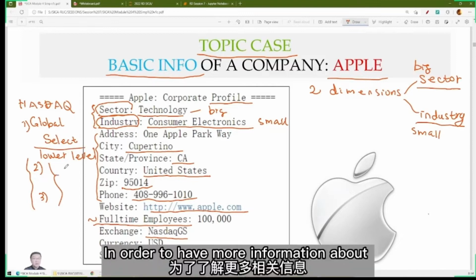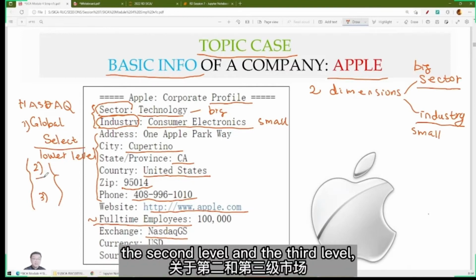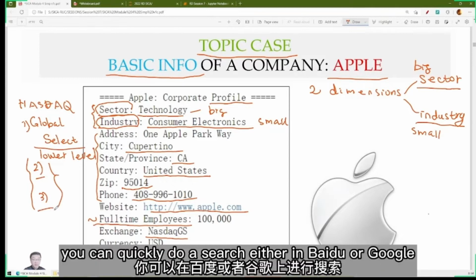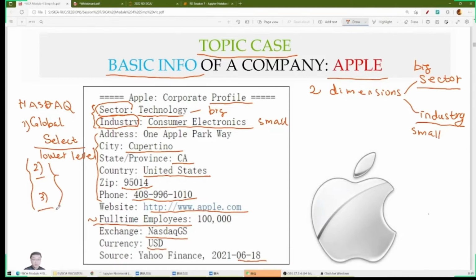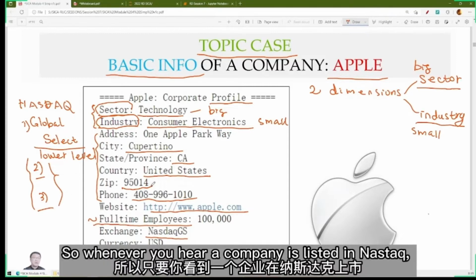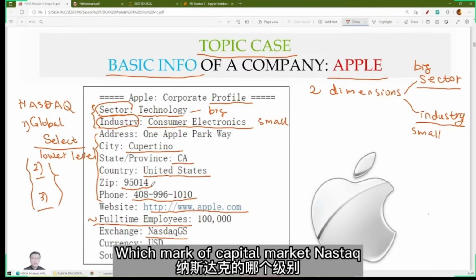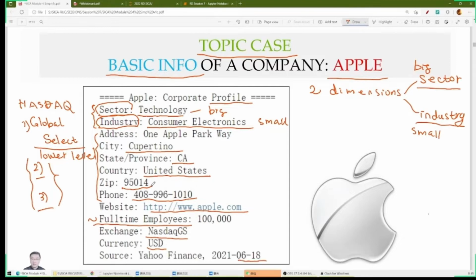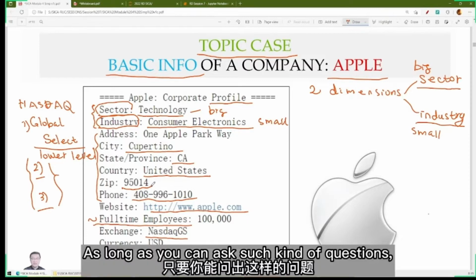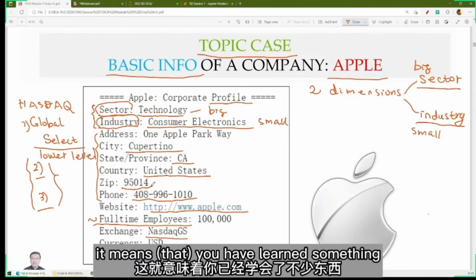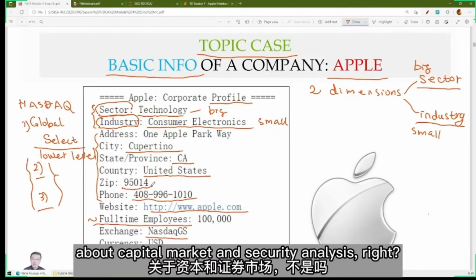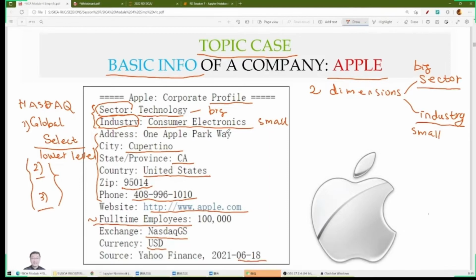In order to have more information about the second level and the third level, you can quickly do a search either in Baidu or Google. So whenever you hear a company is listed in Nasdaq, you can ask a further question: which market of Nasdaq is this stock listed in? This is a very critical question. As long as you can ask such kind of questions, it means you have learned something about capital market and security analysis, right?